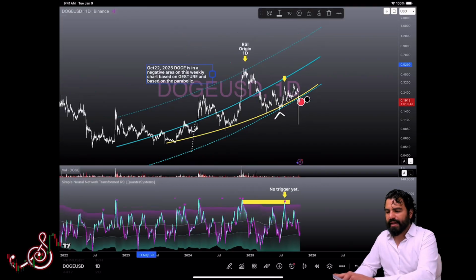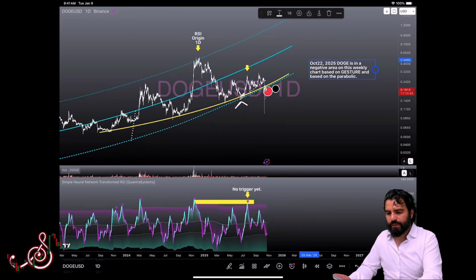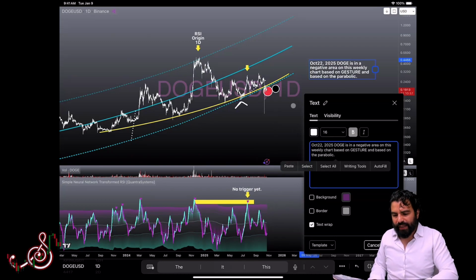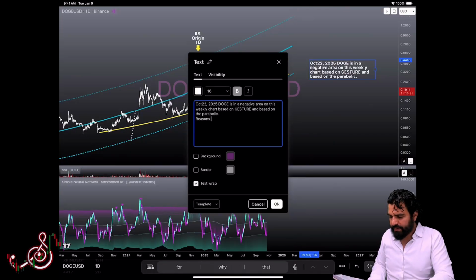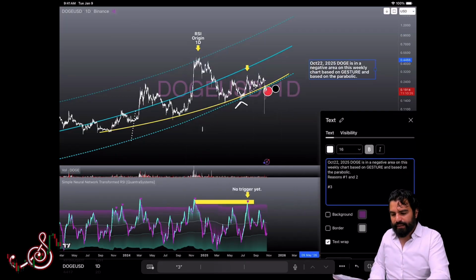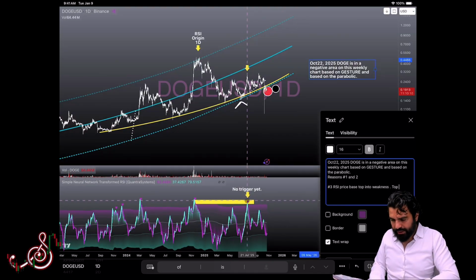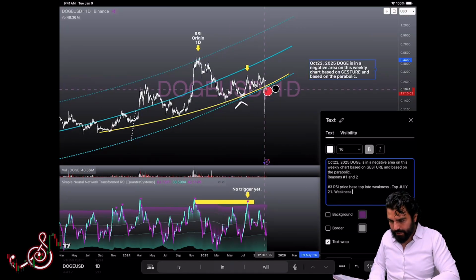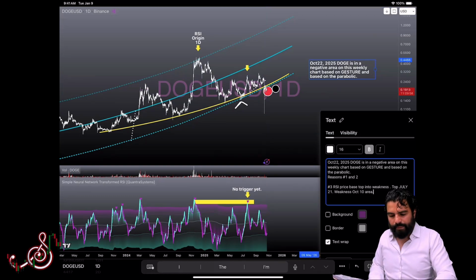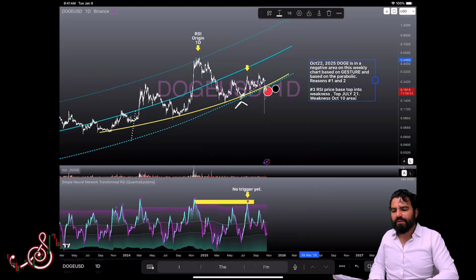Okay, now let's add some more here. So based on gesture, there's weakness. That's going to be reasons number 1 and 2. Number 3, RSI price base, top into weakness. Top on July 21st. Weakness this month, October 10th. Okay, so now we have reason number 3.